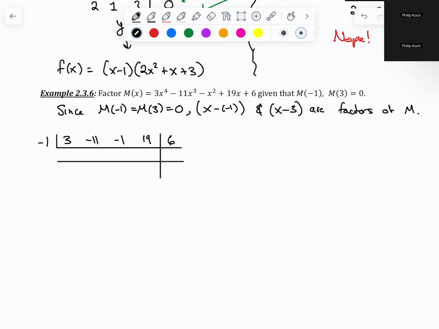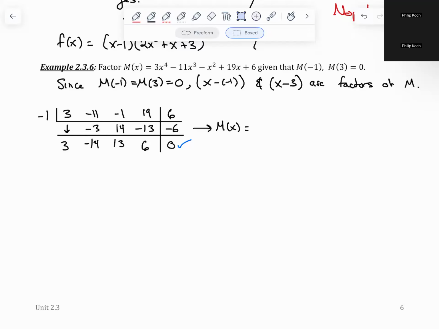Bring down the first column and do the synthetic division. I'm going to pause so that people watching the recording can do it themselves. Pause the video and do it yourself. Division done. In your bottom row you should get 3, -14, 13, 6, 0. Since you got a remainder of 0, it is a factor, which we already know, since m of -1 does equal 0. By the big boy factor theorem, m of x is going to be x minus -1, or x plus 1, times 3x cubed minus 14x squared plus 13x plus 6.